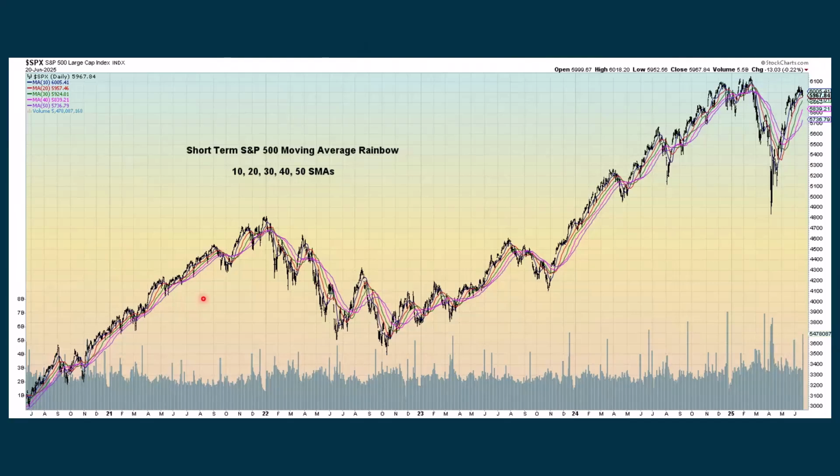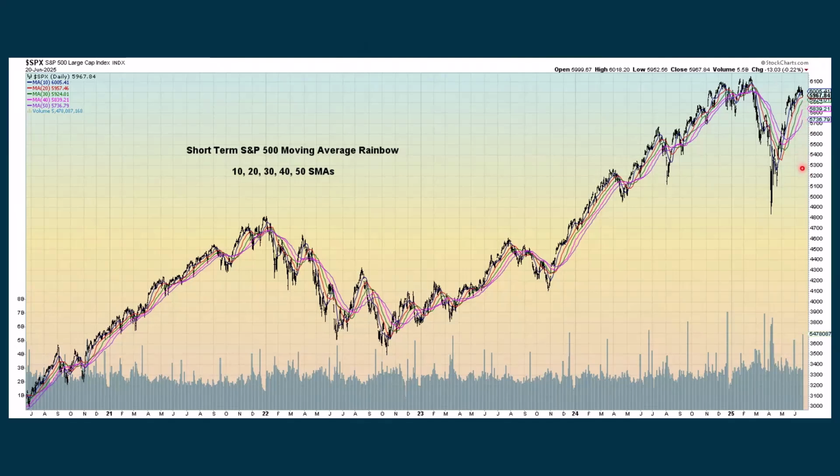Then a short-term rainbow going from 10 periods up to 50 periods. Even though we've been pulling back and not really trending, most of the lines in this rainbow continue to go up. Now we're seeing some vulnerability with the short term with some other studies that I go through mainly in the daily video, but this is still holding up right here.